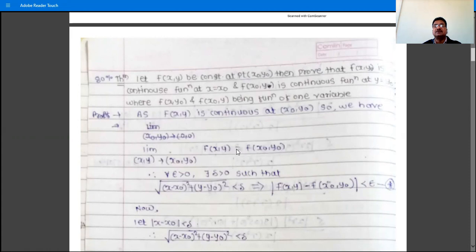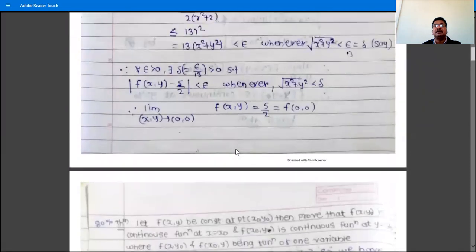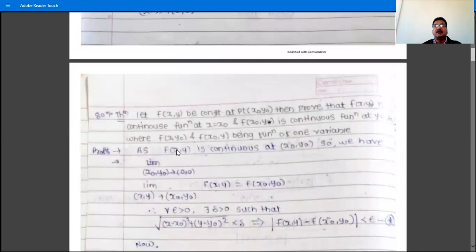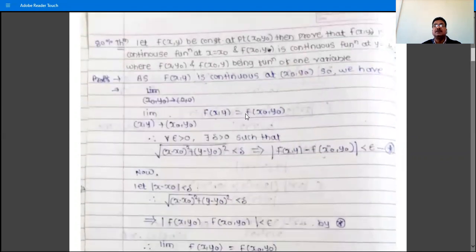These two are the same because of the definition of a continuous function: f(x,y) is continuous at (a,b) if the limit as (x,y) tends to (a,b) of f(x,y) is equal to f(a,b). So instead of a and b, here we have x naught and y naught. So the function is continuous at (x naught, y naught), so the limit and the value at (x naught, y naught) are both the same. This limit exists and is equal to f(x naught, y naught).